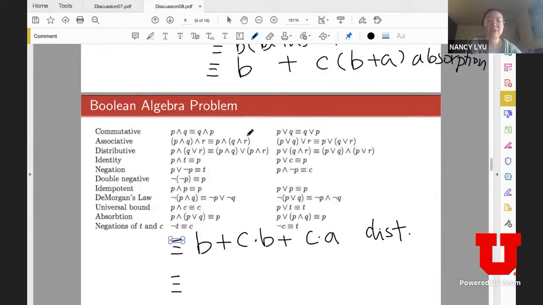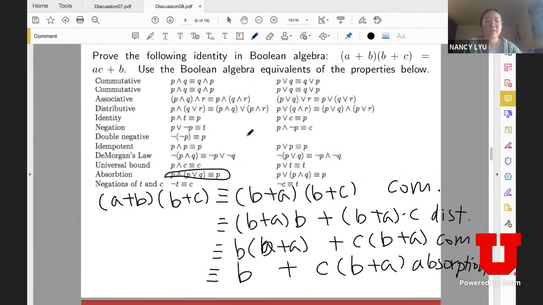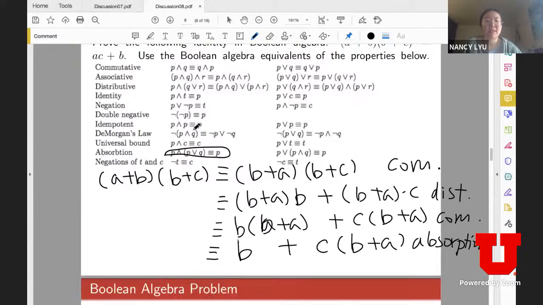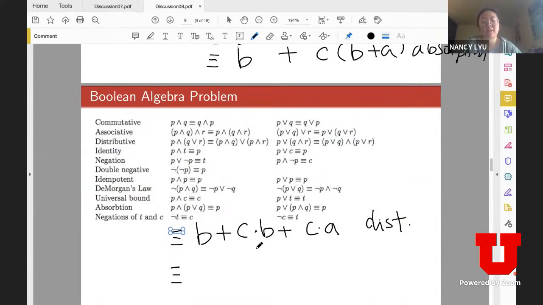Yeah, let's see, we're so close to the right-hand side, which is AC plus B. And now we have B plus CB plus CA. So we can probably use commutativity again here.